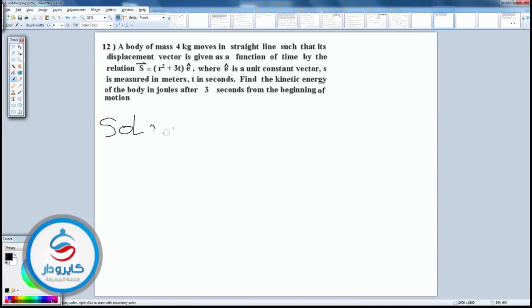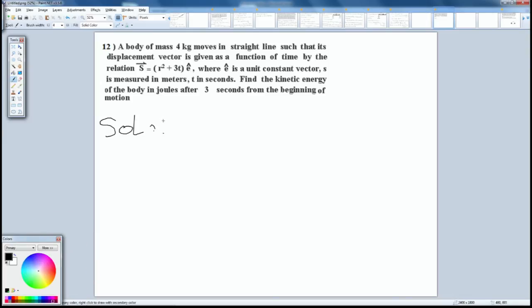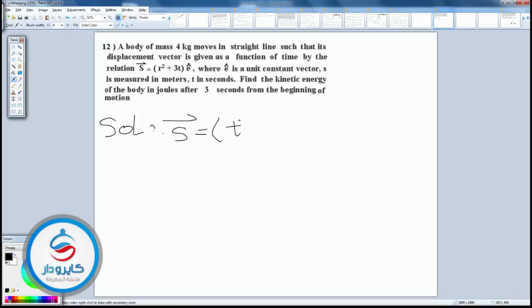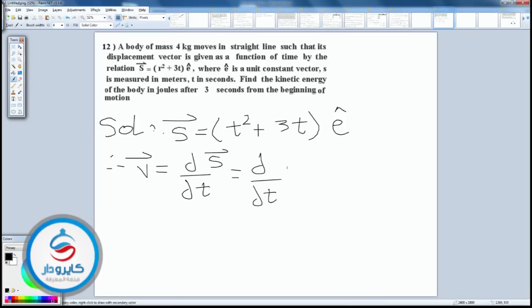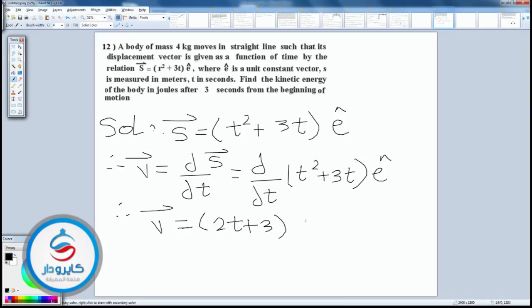Solution. The displacement vector S equals t squared plus 3t in the direction of unit vector E. Therefore, vector V equals d/dt of S equals d/dt of t squared plus 3t in the direction of unit vector E. Therefore, vector V equals 2t plus 3 in the direction of unit vector E. V equals 2t plus 3.